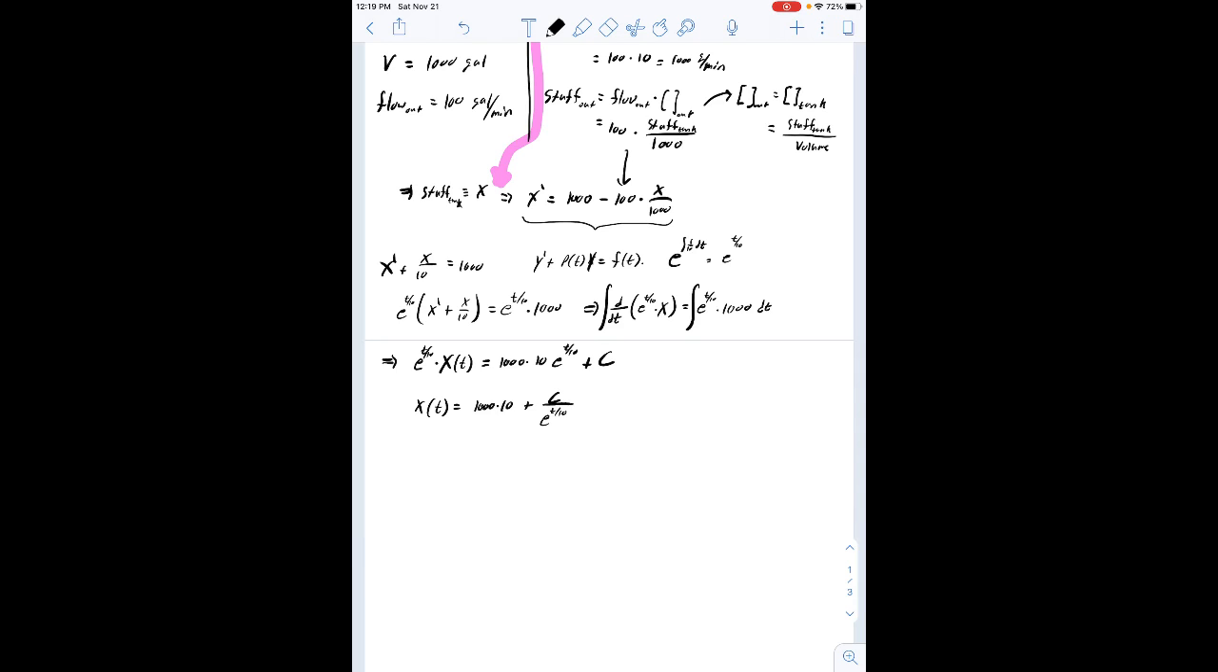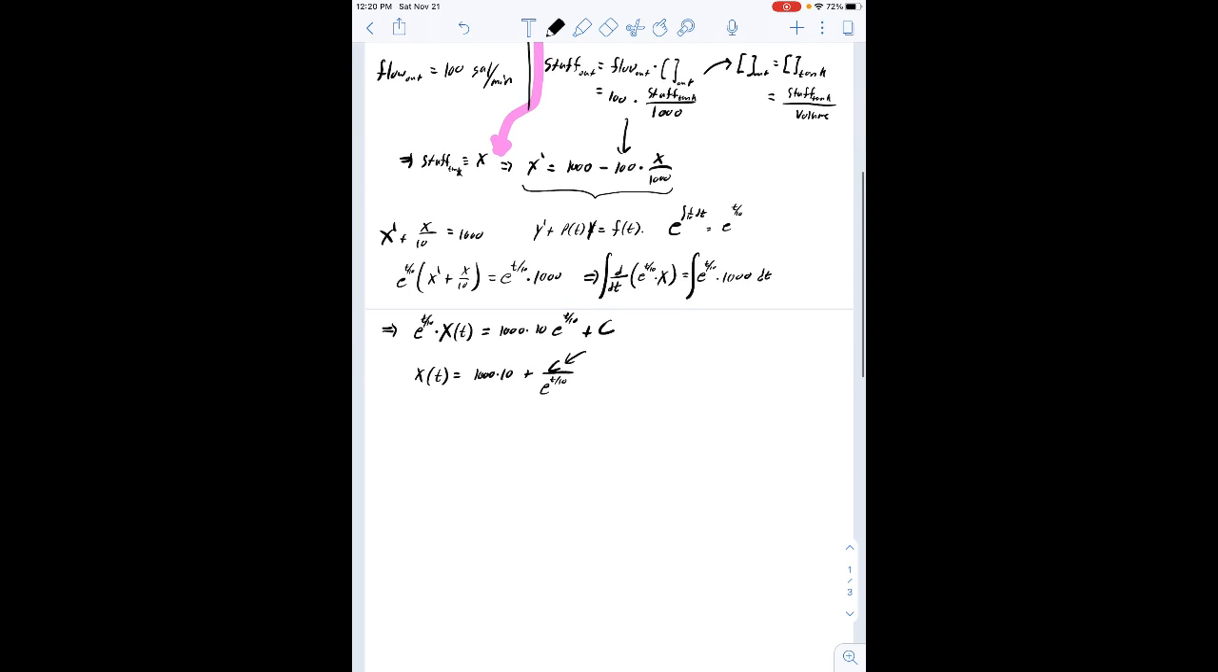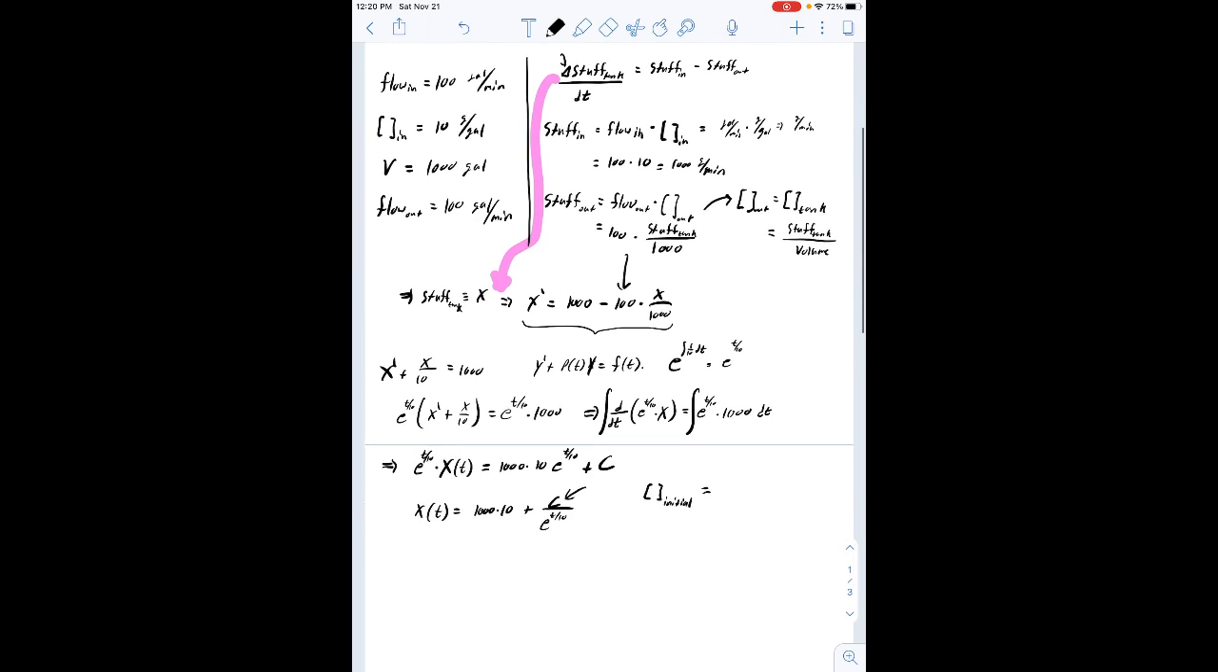Okay, so now what is this c right here? Well, remember, we need an initial condition, so we can't really know the amount of stuff in our tank unless we know what we started with. So let's just say that we have an initial concentration in our tank equal to, let's just say it's half of what's going in. So that's going to be 5 grams per gallon.